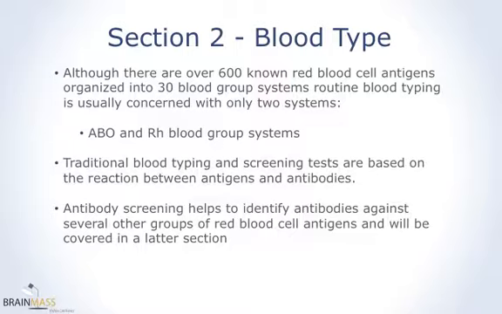Traditional blood testing and screening is based on reactions between antigens contained in the red blood cells and our serologically available antibody serums, and also antibodies that are contained within the patient plasma. We also perform what is called an antibody screen. An antibody screen helps identify antibodies against other antigens from other blood group systems. We're going to cover that a little bit later.